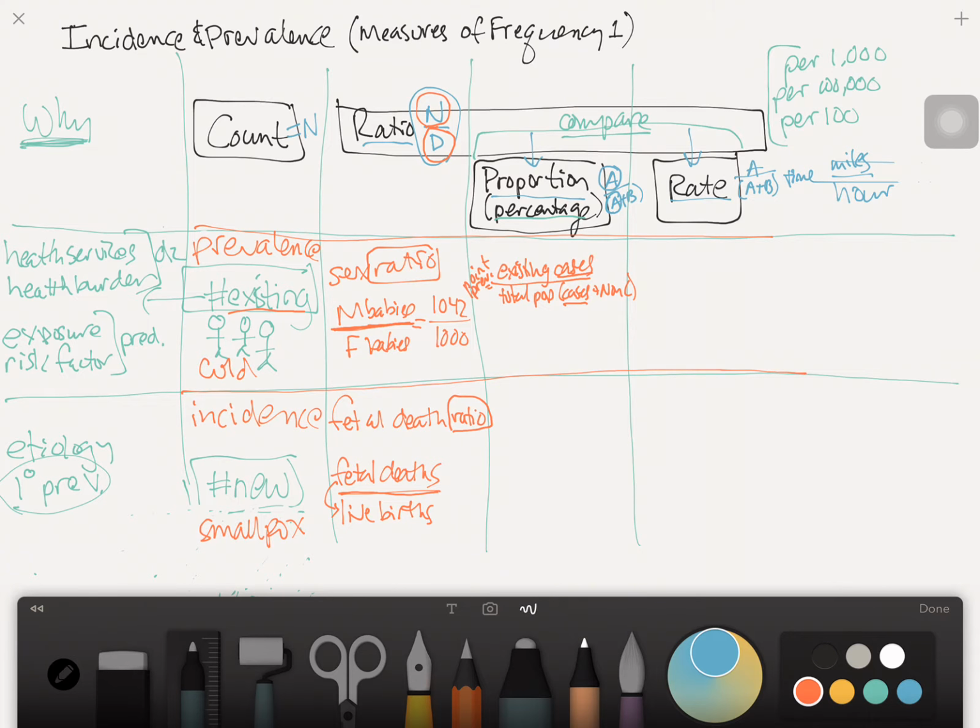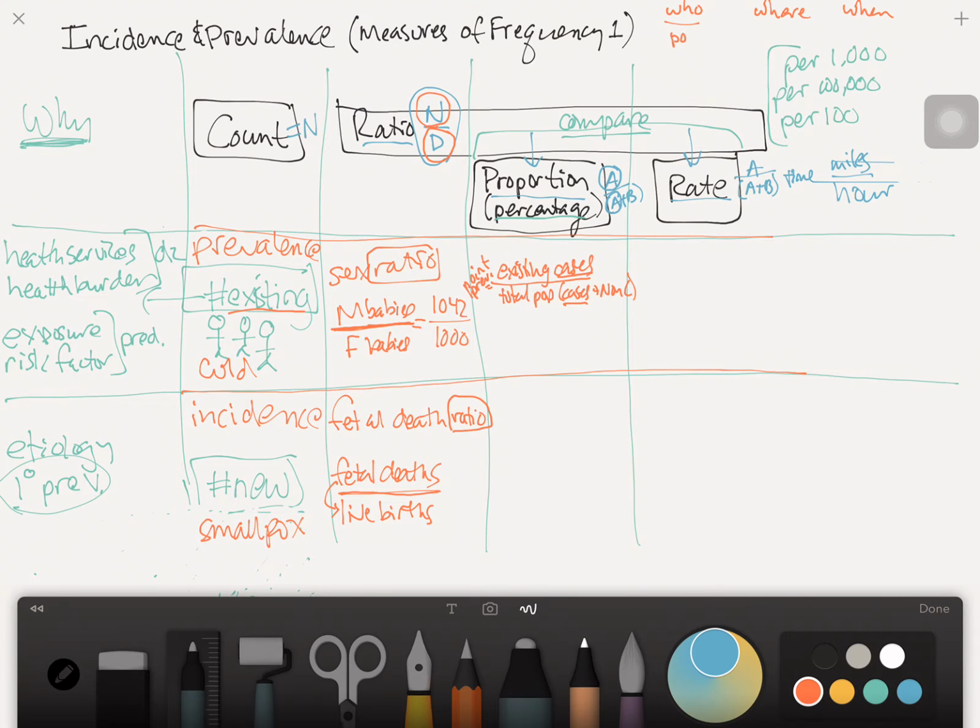Before I continue on, I do want to add one more thing, that whenever we are thinking about these kinds of counts and ratios and proportions and rates, a lot of times we're thinking about the who, the where, and the when.